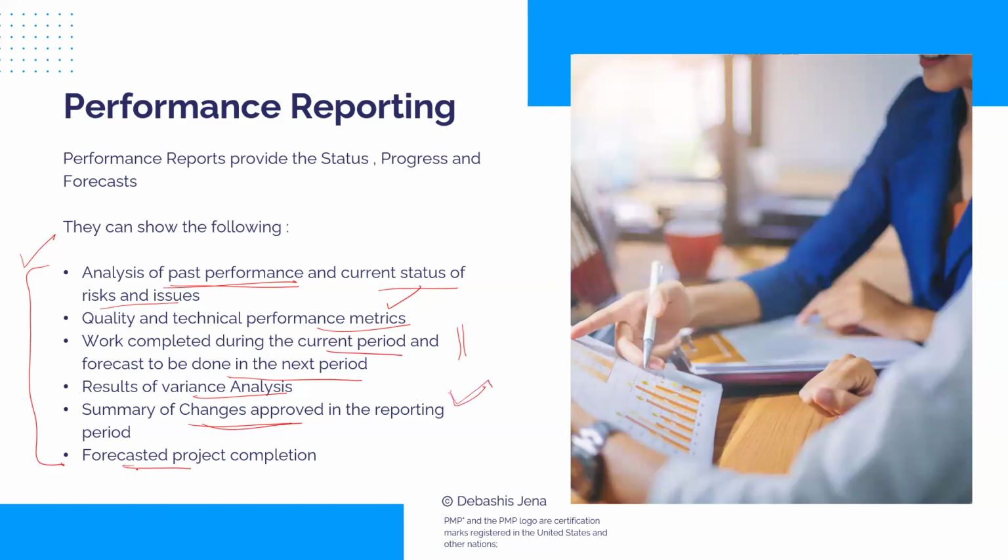And finally, include a forecasted project completion also. The way things are moving, the forecast is how much delay is expected, and how much more funds would be required. That can be included. So these are typical contents of a performance report, part of communication.